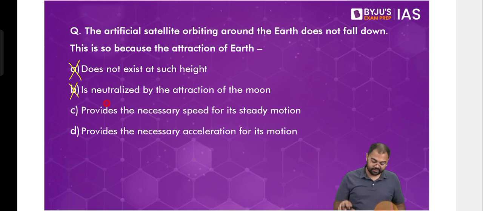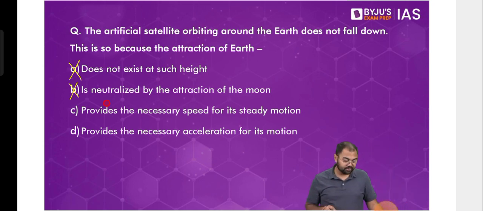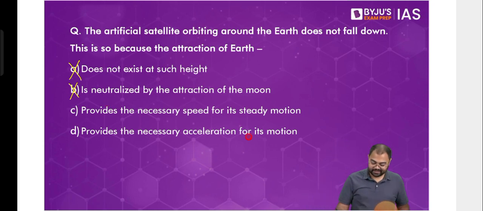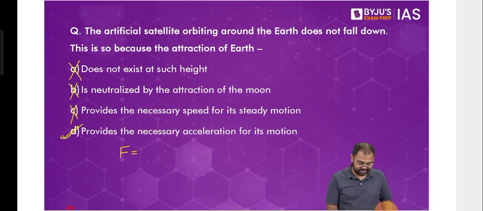So now coming to C and D. C says provides the necessary speed for its steady motion. D says provides the necessary acceleration for the motion. So is speed correct or is acceleration correct? The correct answer will be acceleration and not speed, and I'll tell you why. Can you tell me the formula for force? A simple formula for force. Yes, mass into acceleration.